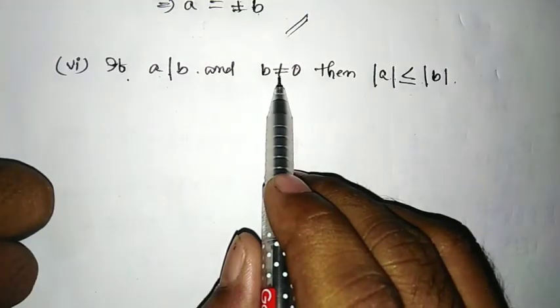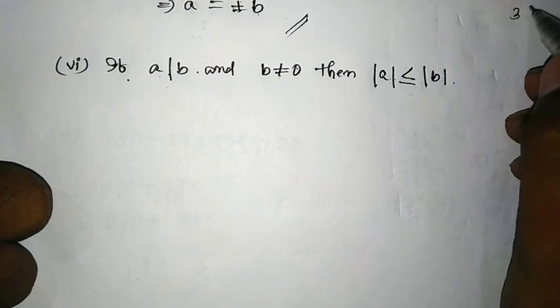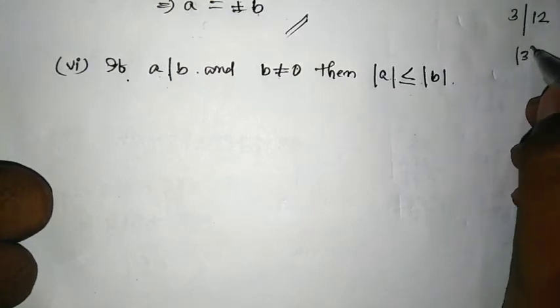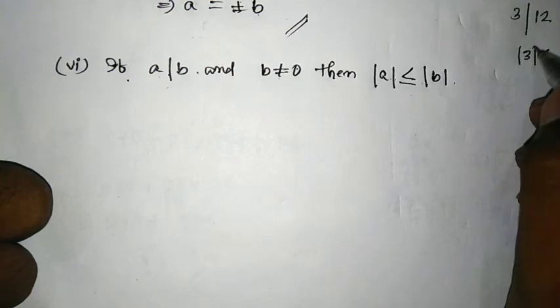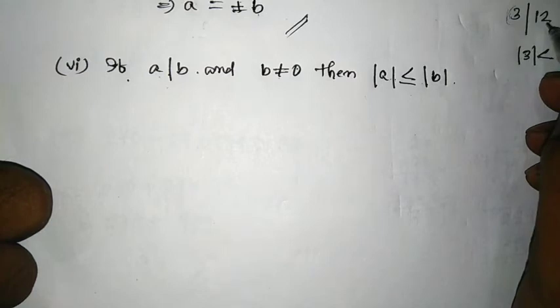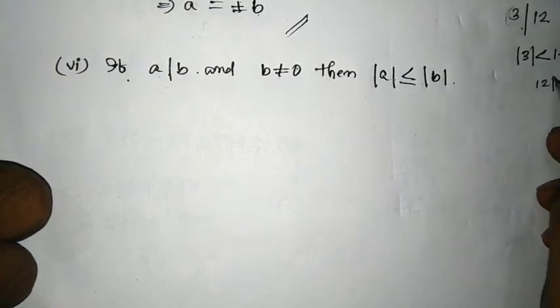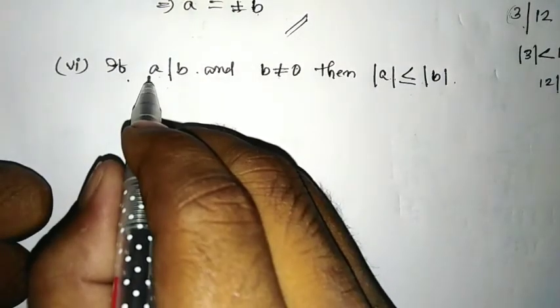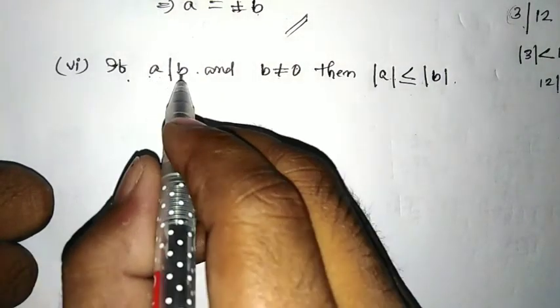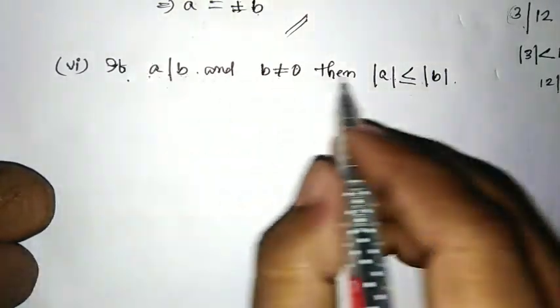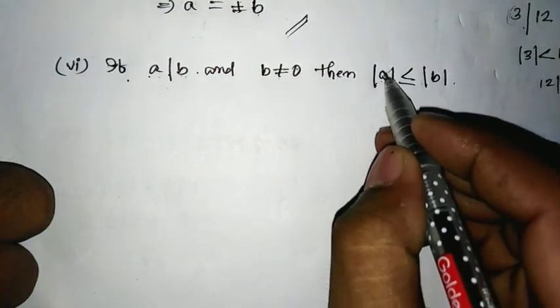Number property 6: if A divides B and B is not equal to 0, then modulus of A is less than or equal to modulus of B. That means if 3 divides, suppose, 12, and 12 is not 0, in this case modulus of 3, the positive value of 3, is 3, and is either less or maybe equal, because 12 divided by 12 is also true.